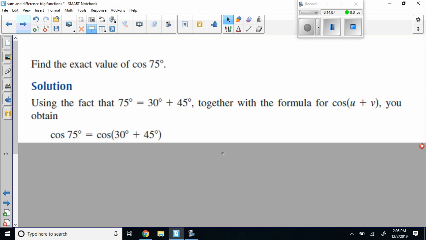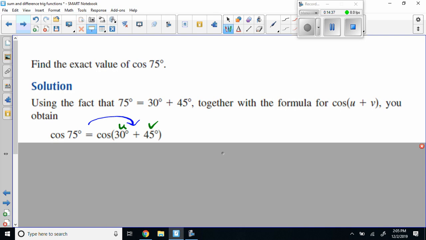So the cosine of 75 degrees really becomes the cosine of 30 plus 45, right? You've got right here, this 30 is a U, and that 45 is the B. Now, can you use your sum and difference formula to expand it, substitute it in, and evaluate it? Can you do that? Any questions about what I'm asking you to do?